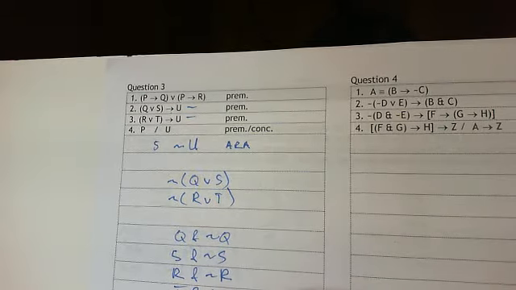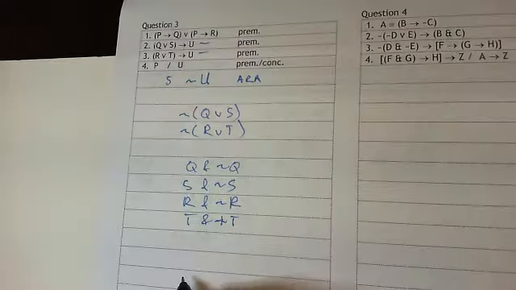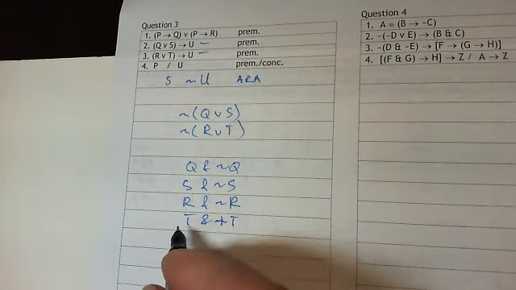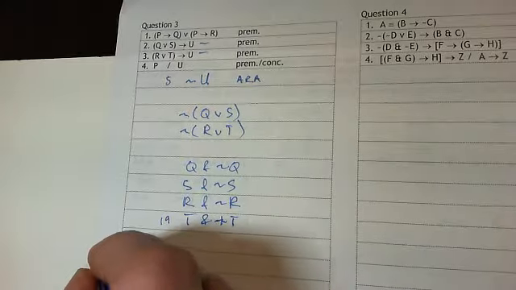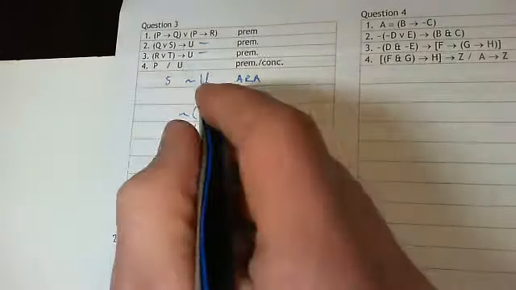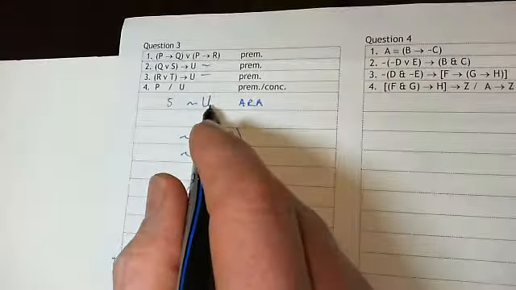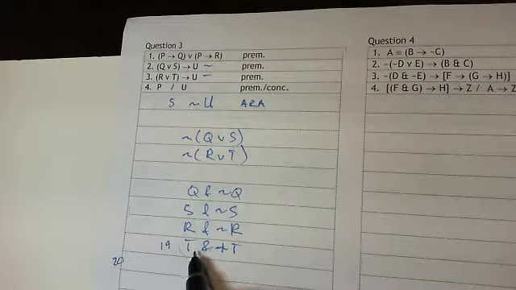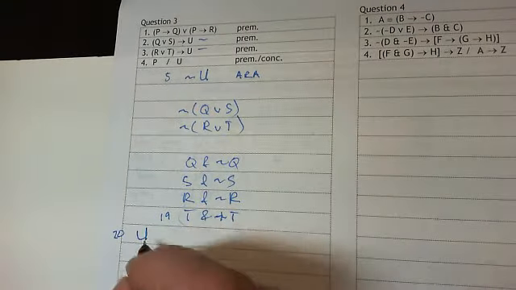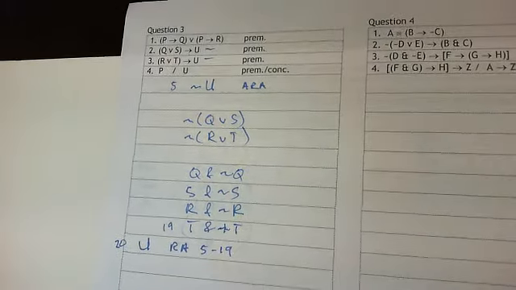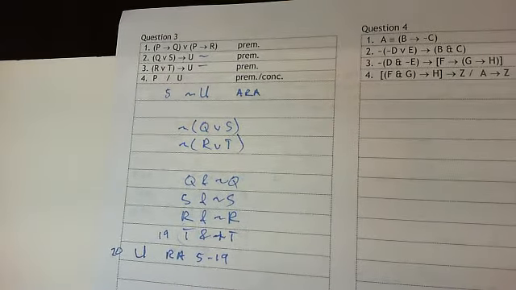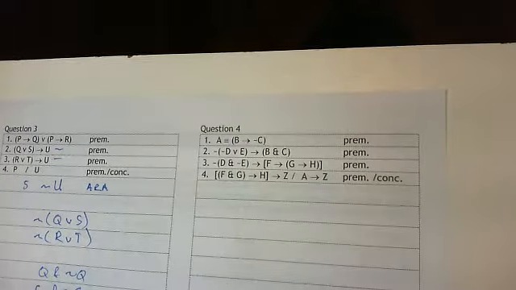Any one of those as your last indented line is a contradiction, which would then mean you could go back out, say this is line 19, you would go back out to the real world and you would say, okay, because I assumed not U and it led to a contradiction, then that means that U is true by reductio ad absurdum 5 through 19. So that's that one. Question 4.